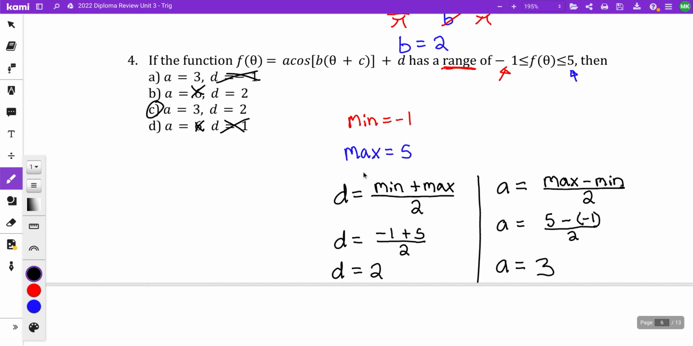Those formulas are not there, right? They're not on your formula sheet, so you just have to know them. If you're a formula person and you want to memorize formulas, you could definitely memorize those two formulas.